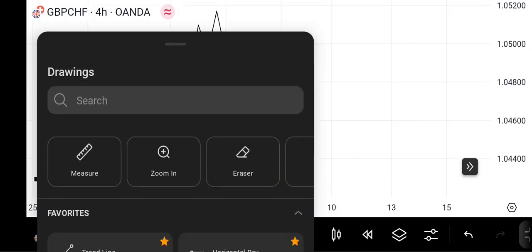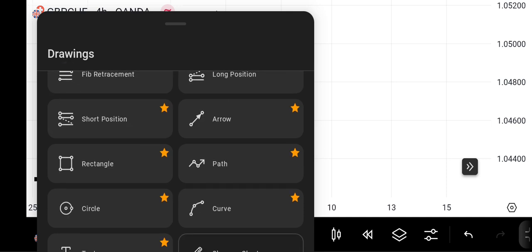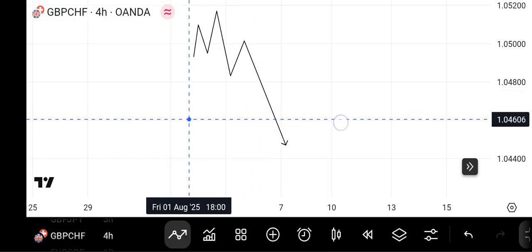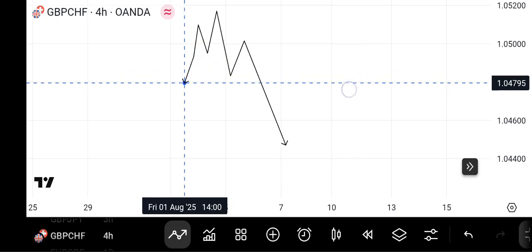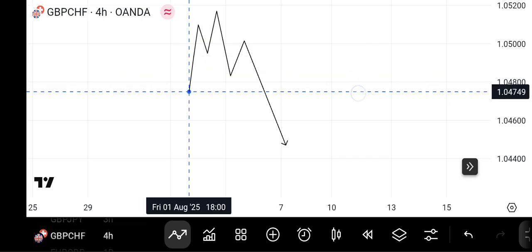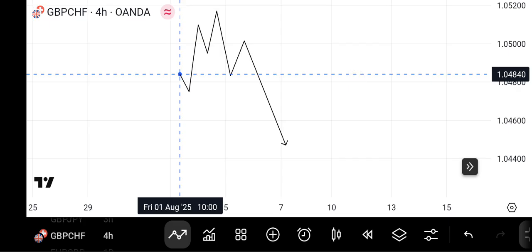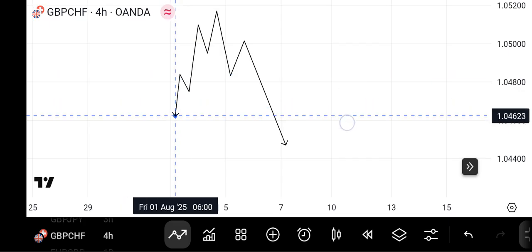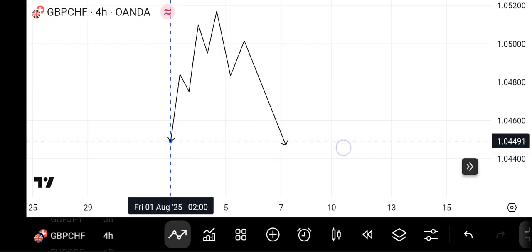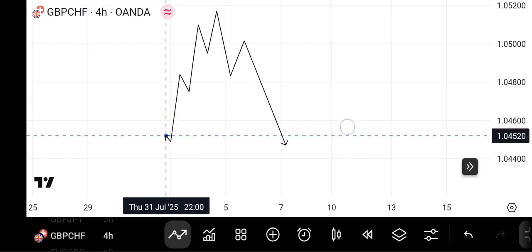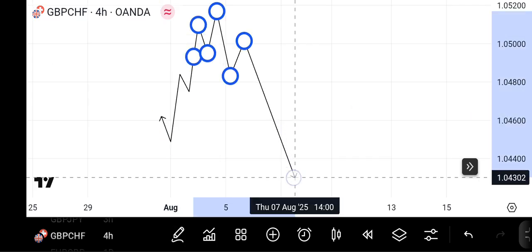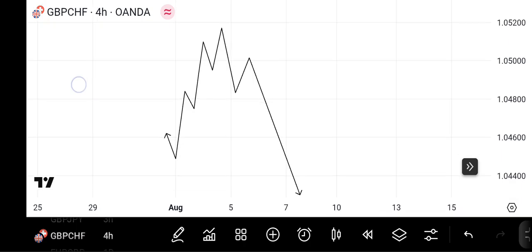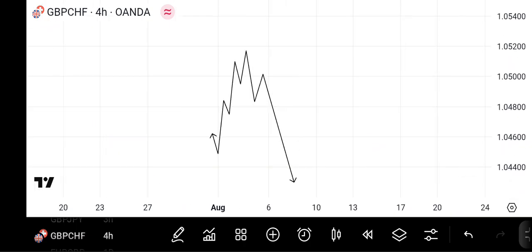Now let's say our structure started from somewhere here. Let's say this was the starting point of our structure. So now I'm seeing impulse, pullback, break of structure. Now let me analyze this, like I'll analyze my trade and take a trade.